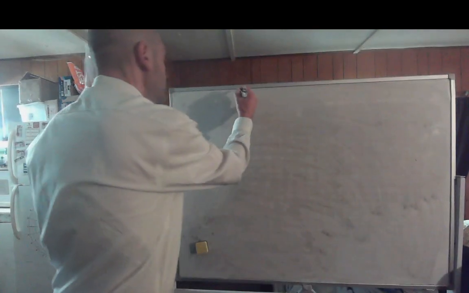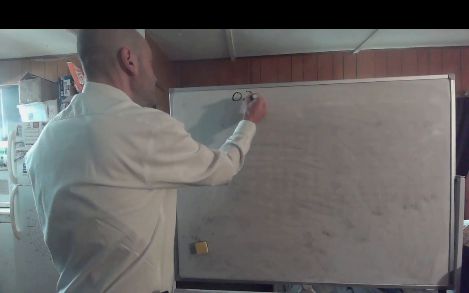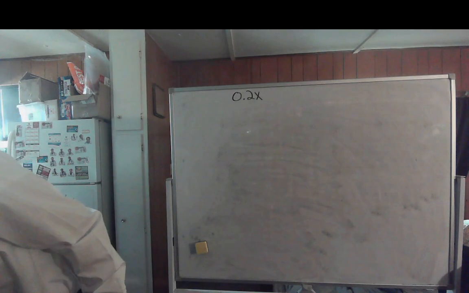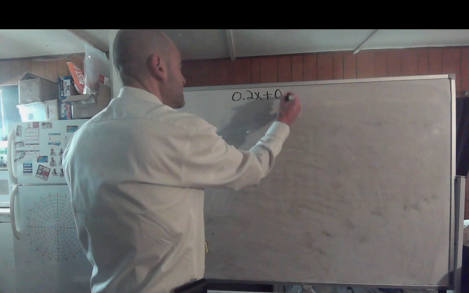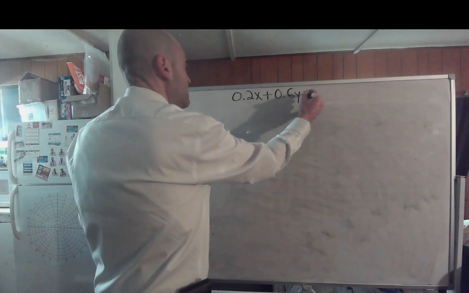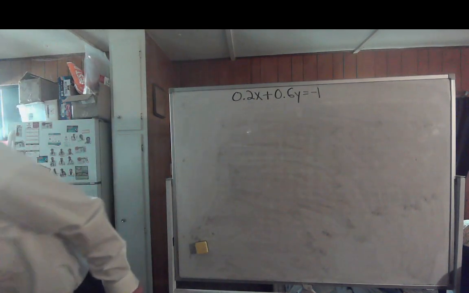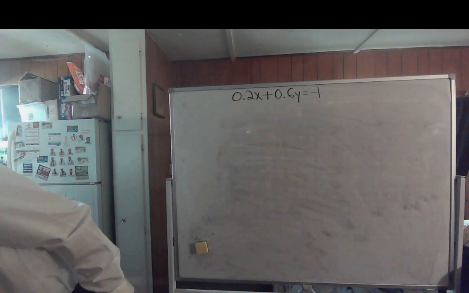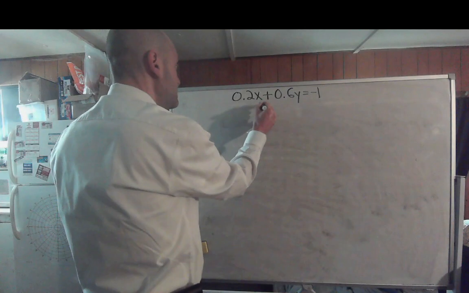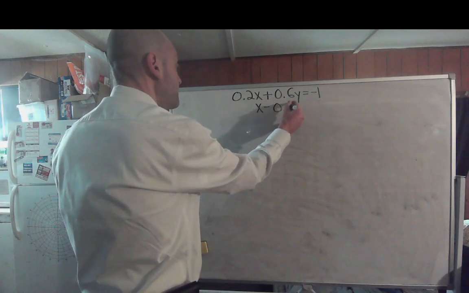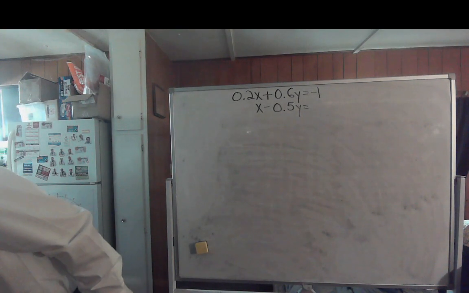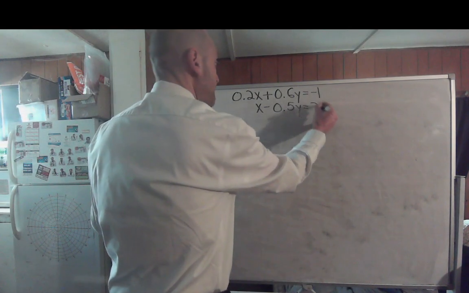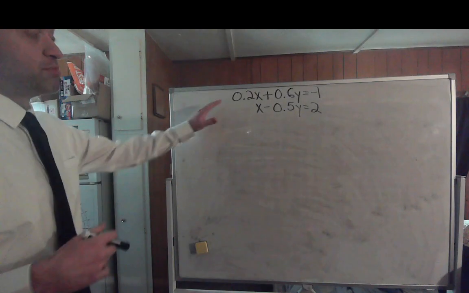All right. 0.2x plus 0.6y equals negative 1. And then x minus 0.5y is going to be equal to positive 2. You've got decimals in both equations.